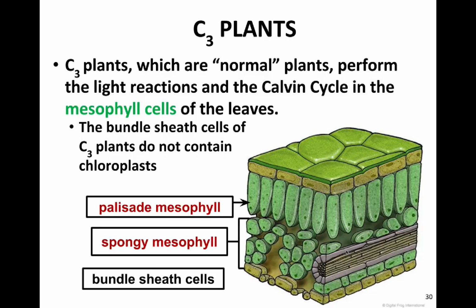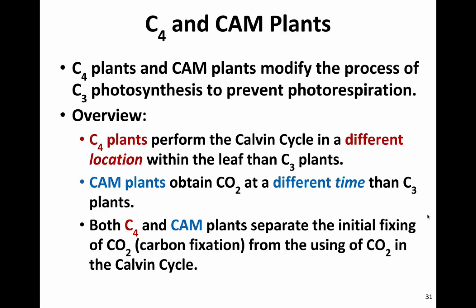going on. I want to point out these bundle sheath cells that wrap around the xylem and phloem. Those bundle sheath cells in C3 plants don't contain chloroplasts. However, in C4 plants, they do. So in C4 and CAM plants, what you should know is that they have a modified process of photosynthesis that allows them to prevent photorespiration. And the way that they do that is C4 plants actually perform the Calvin cycle in a different location within the leaf than the C3 plants do. And CAM plants obtain their CO2 at a different time than C3 plants.